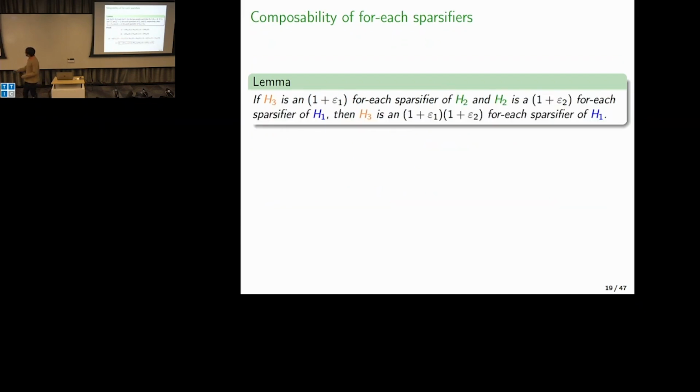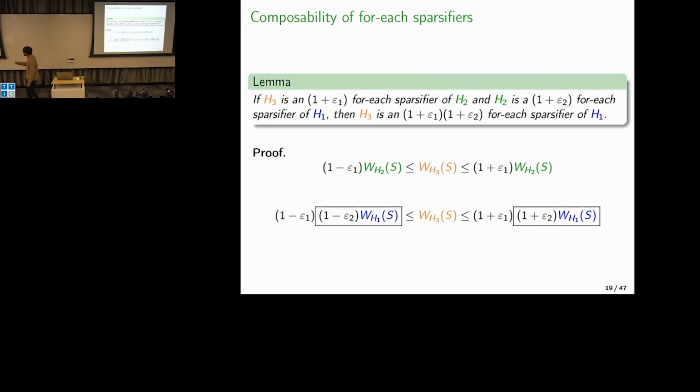The second property we need is composability of sparsifiers, which just says that if I have a graph, and I take a sparsifier, and then take a sparsifier of that sparsifier, I get another sparsifier of the original graph. So if H3 is a sparsifier of H2, and H2 is a sparsifier of H1, then H3 is also a sparsifier of H1. Note that if the parameters here are epsilon 1 and epsilon 2, then the parameter here is 1 plus epsilon 1 times 1 plus epsilon 2. Again, you just write down the inequalities, and this will pop right out. H3 is close to H2 in terms of epsilon 1, and H2 is close to H1 in terms of epsilon 2, and so you get this.